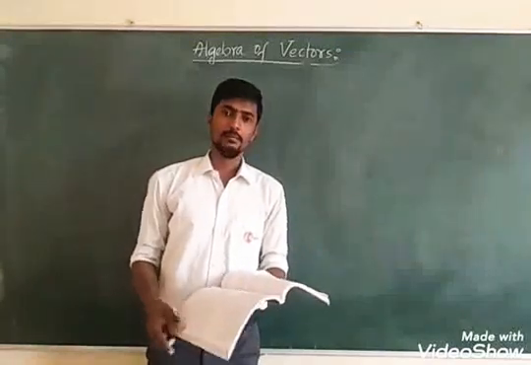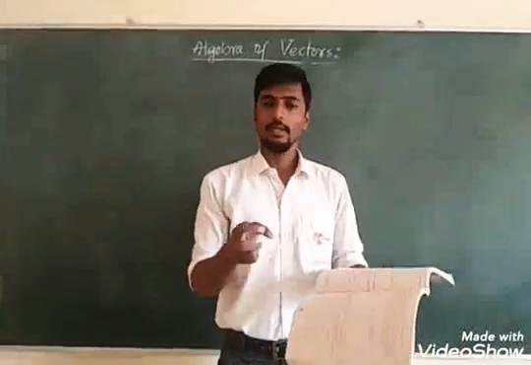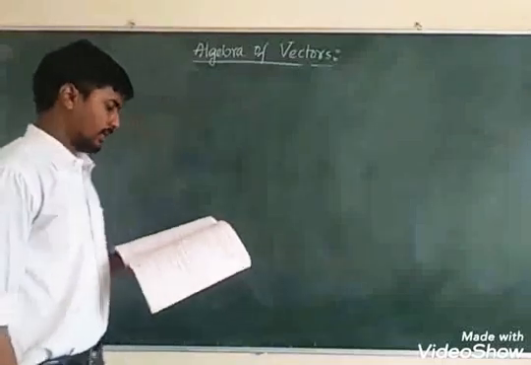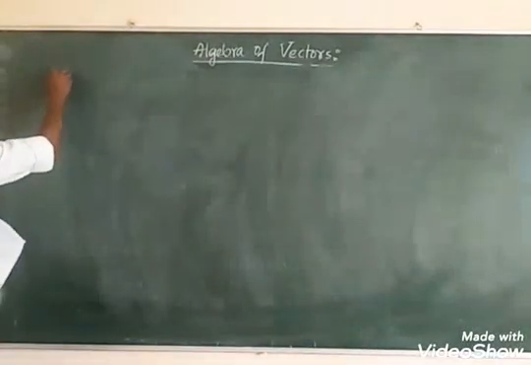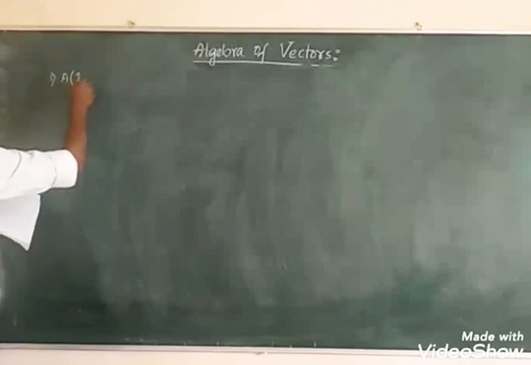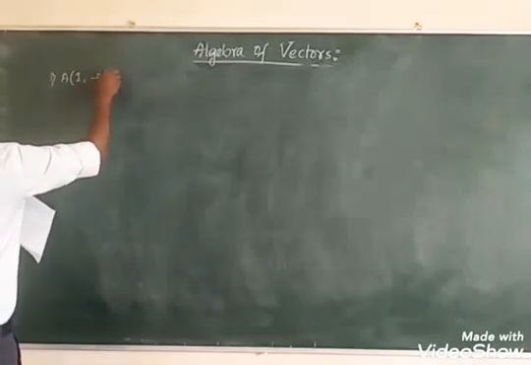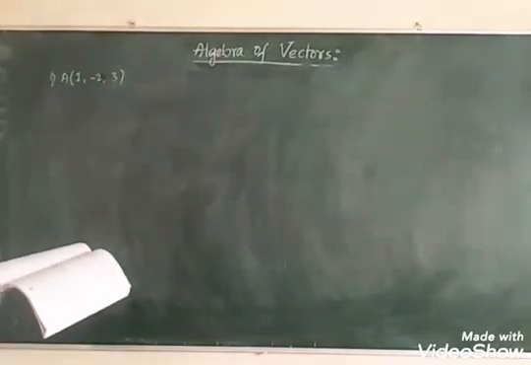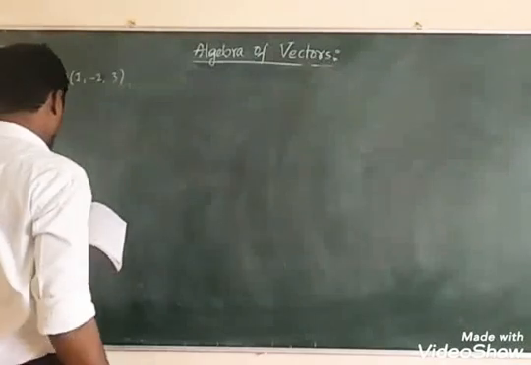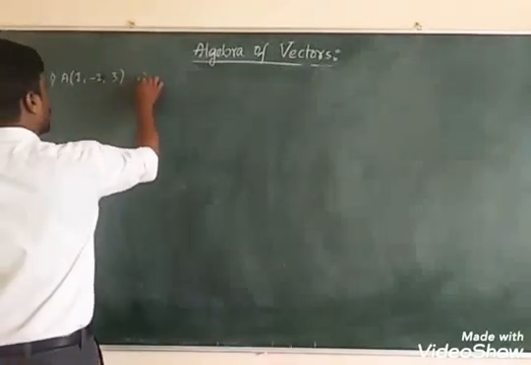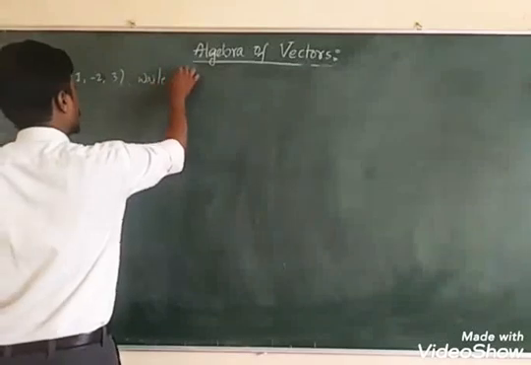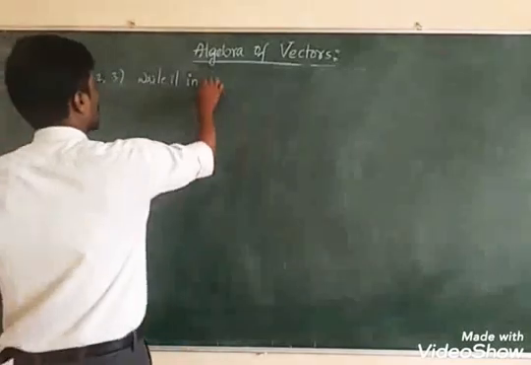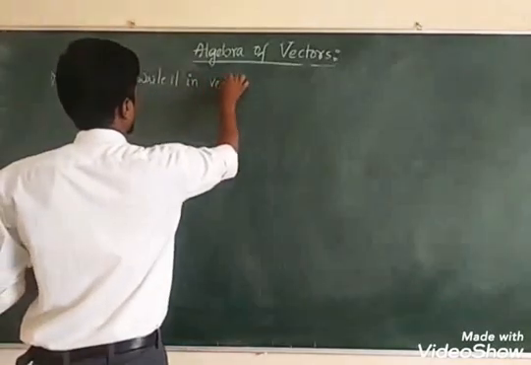Well, let us move on to examples. So let us understand all these concepts with the help of examples. Okay, so here is an example. Let A be a point (1, -2, 3), a point in space. Then we have to write it in vector component form.